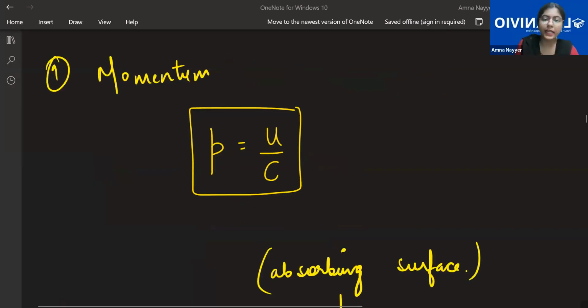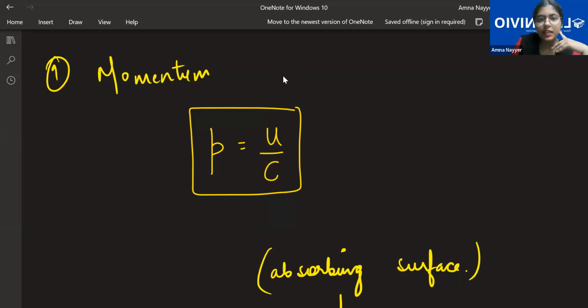Momentum, when we calculate the momentum of electromagnetic waves. See, electromagnetic waves transport a linear momentum as they travel through space. So what's the formula for linear momentum? Do you remember? Class 11th, momentum is mass into velocity, MV.